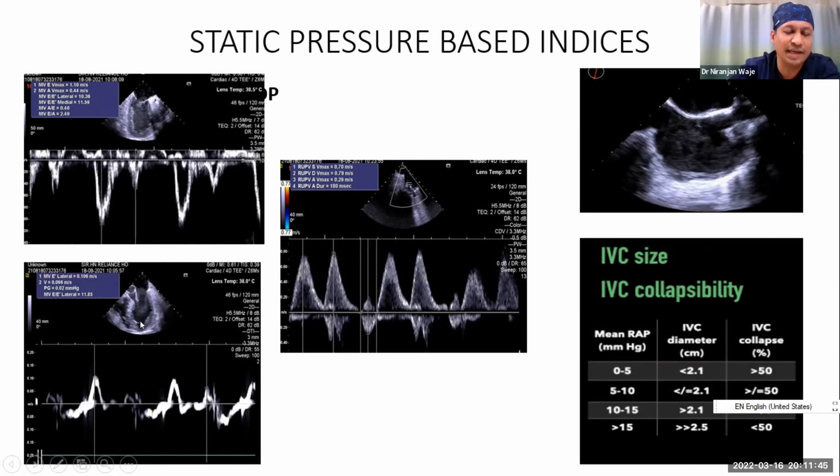The ratio E by E prime is an indicator of LV end-diastolic pressure. Whatever parameter information is given by the PA catheter, what we want from the PA is the LV end-diastolic pressure. That can be achieved by echocardiography.